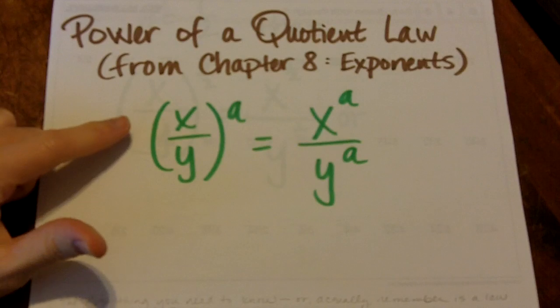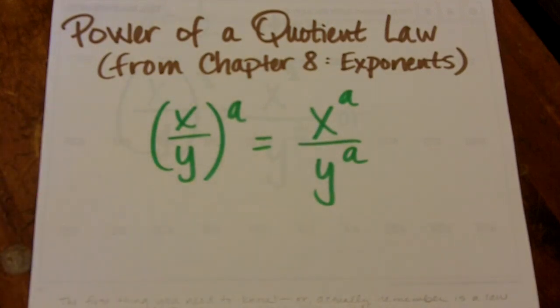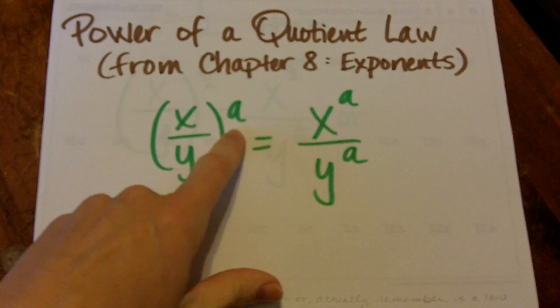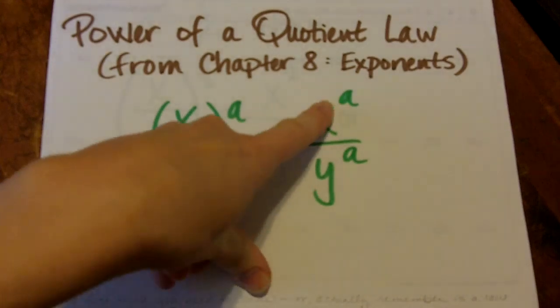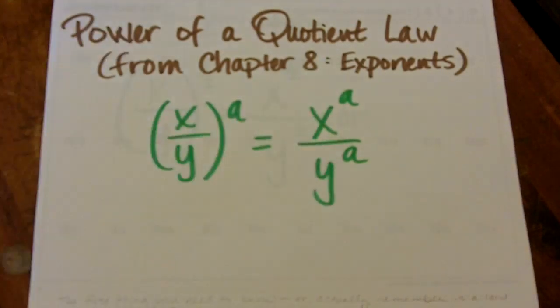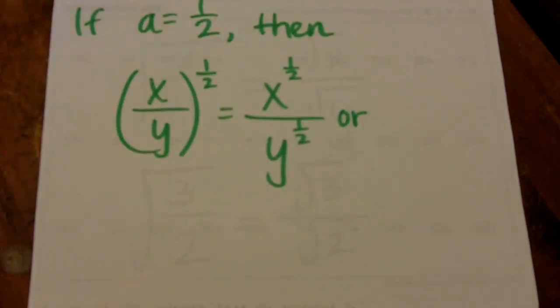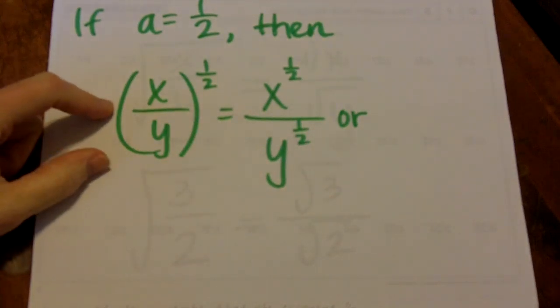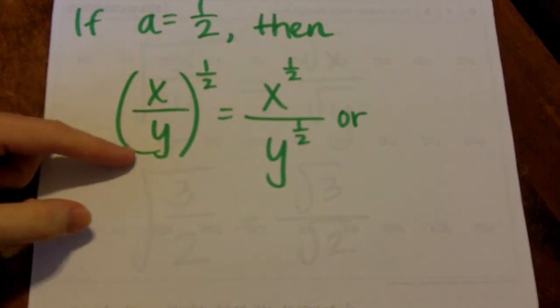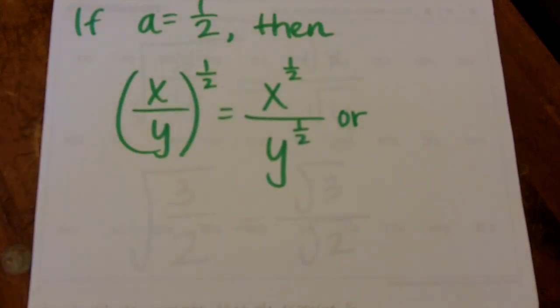The law went like this: if we had the fraction x/y raised to an exponent, then you could rewrite that fraction as x to that exponent over y to that exponent. Obviously we used numbers a lot as well as letters. And if the exponent is a half, then you could also apply that, which is x to the 1/2 over y to the 1/2. So the fraction x/y raised to the half power is x to the 1/2 over y to the 1/2.